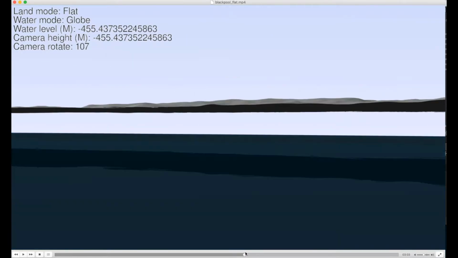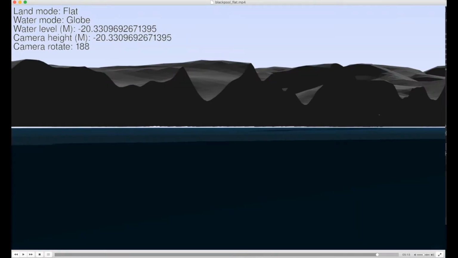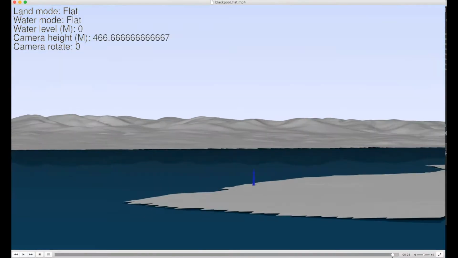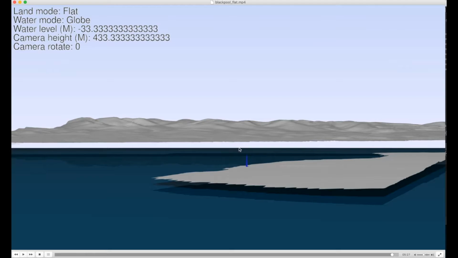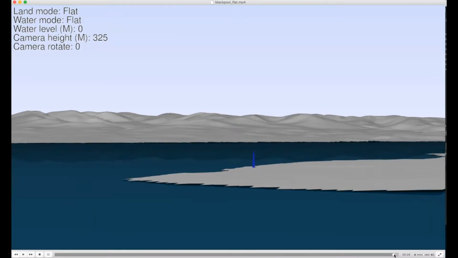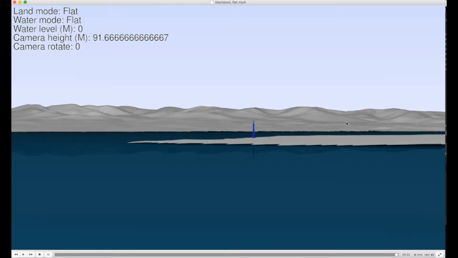Then I do my spin arounds, and then at the very end, when I come back up, you can clearly see the gap between where the water is and where the water should meet the ground. And then I switch back to the flat water model, which now moves the water back to meet the land. And then I lower the camera, and that's the end of that video.